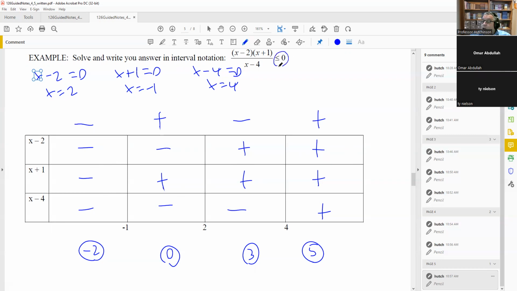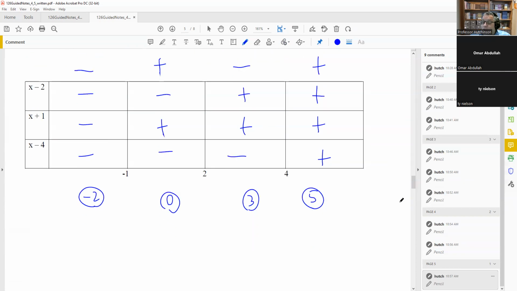If I look up here in the original equation, I have a less than 0. That means that's a minus sign that I need to look for. I need to look for the regions that have a minus on it. All right, so for this, I have this region from negative infinity to -1. I also have from 2 to 4. I'm looking for only the regions that have a negative. So this is what I'm going to put for the answer.